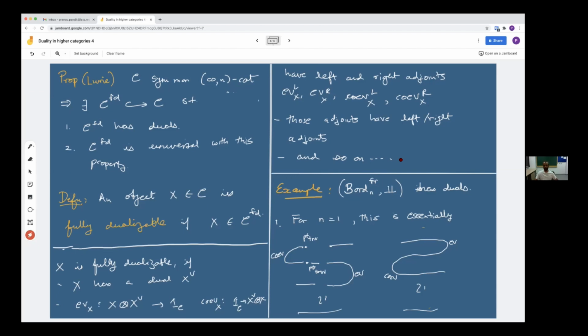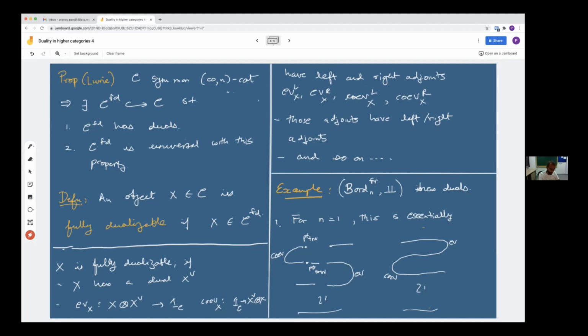That's a concrete way to think about what fully dualizable means. And it turns out that being fully dualizable is a very strong condition, as you'll see in a moment. It's not an easy condition to satisfy. But let's start with some easy examples. So let's look at Bord_n framed, for n equal to 1. First of all, the claim is that Bord_n framed has duals for all n, and that's again a theorem of Lurie.